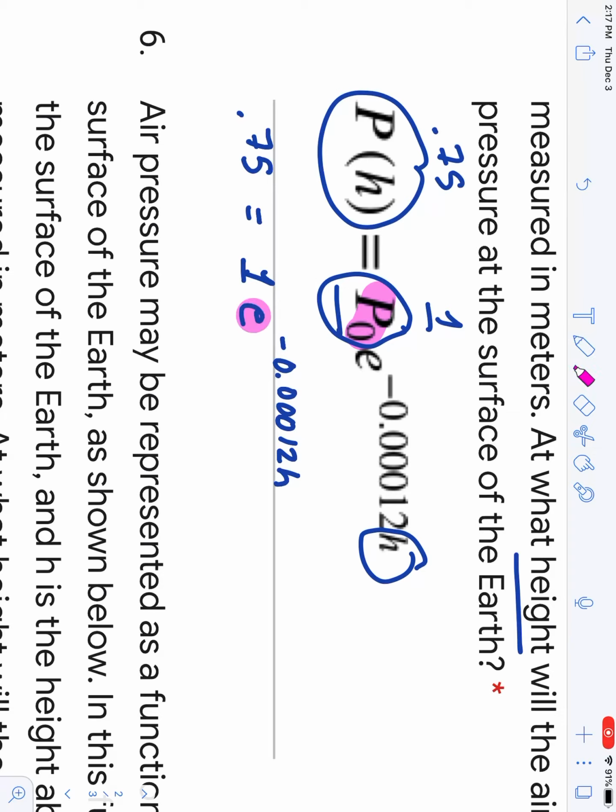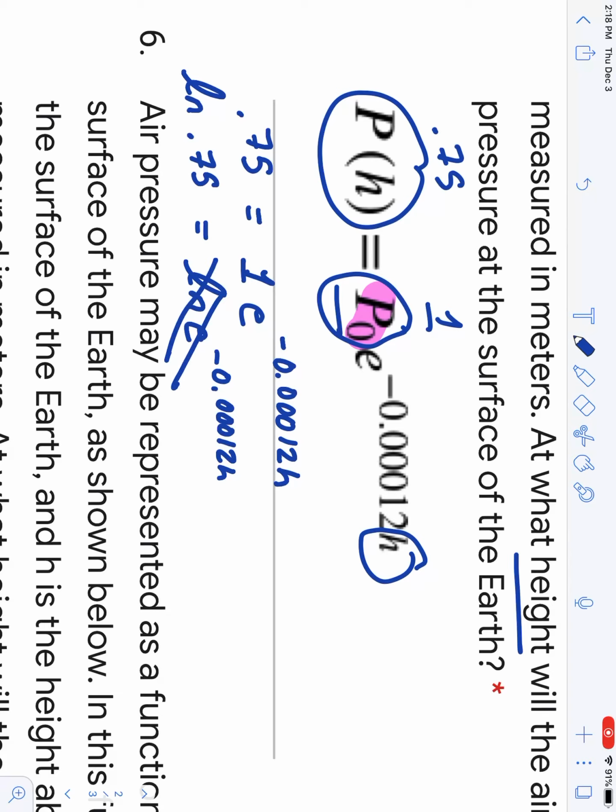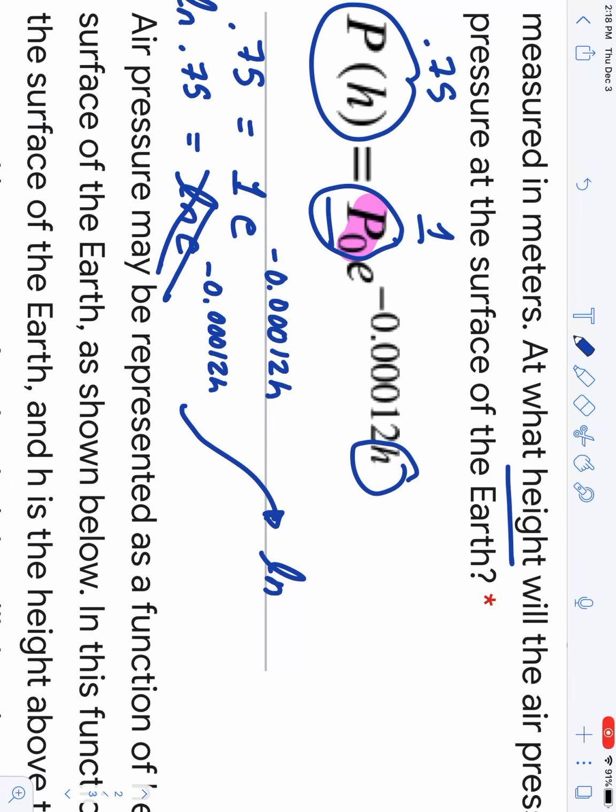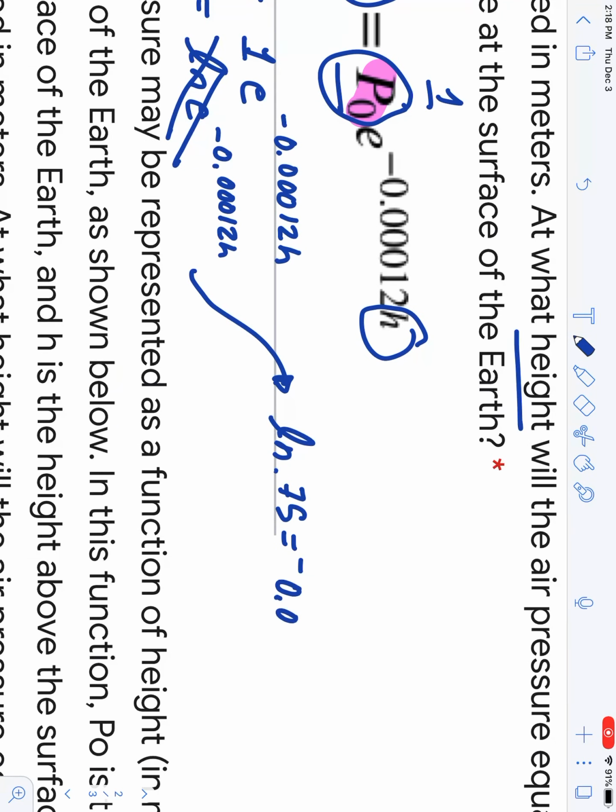However, anytime we talk about e, I don't take the log of both sides. I'm going to take the natural log of both sides. So when I take the natural log of 0.75 equals the natural log of e to the negative 0.00012h, the thing that happens here is because the natural log has a base of e, this all cancels out and it simplifies the problem. Now I've got the natural log of 0.75 equals negative 0.00012h. So many zeros.